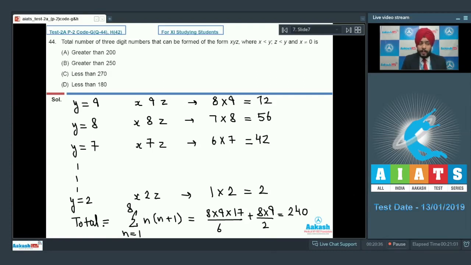Option says it is greater than 200. Yes. Greater than 250. No. Less than 270. Yes. Less than 180. No. Final answer AC. Again a very simple one. You just have to follow the conditions given in the question. Observe the pattern and find out the sum. Okay. Let us move on to question number 45.